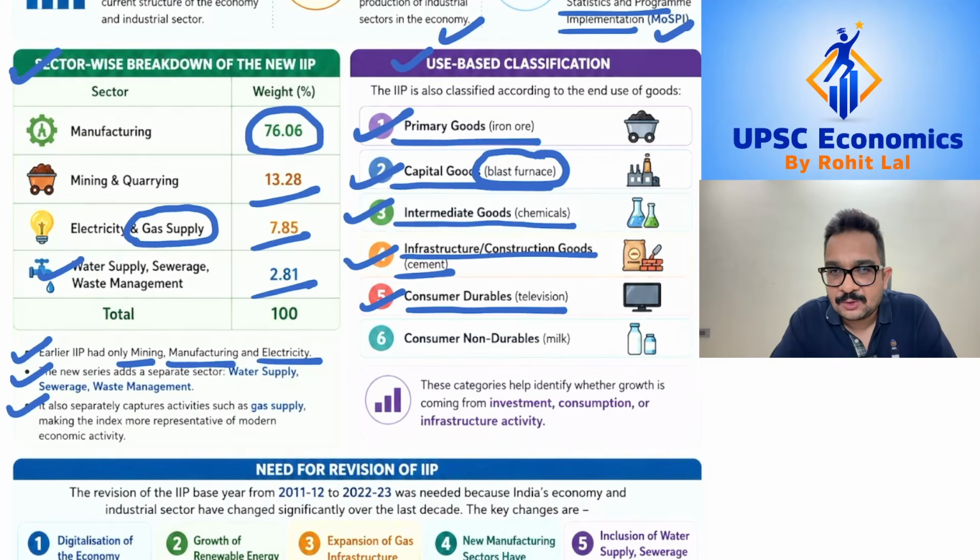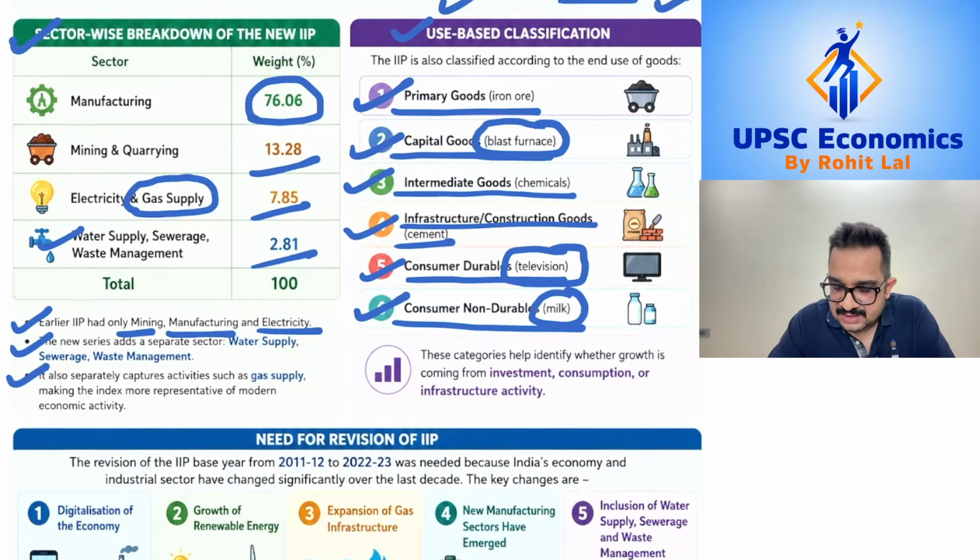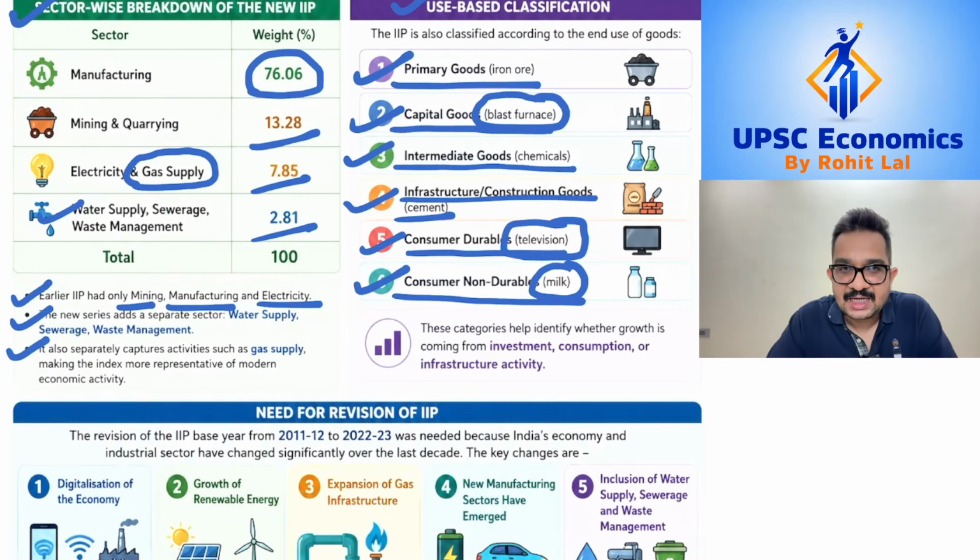So consumer durables are goods which are not perishable and they can be used by a consumer for a certain amount of time. For example, your television is not going to wear and tear in a very short duration of time, so it's a durable good, it's a consumer durable good. Then you have consumer non durable goods such as milk. So these are perishable commodities which have a short shelf life.